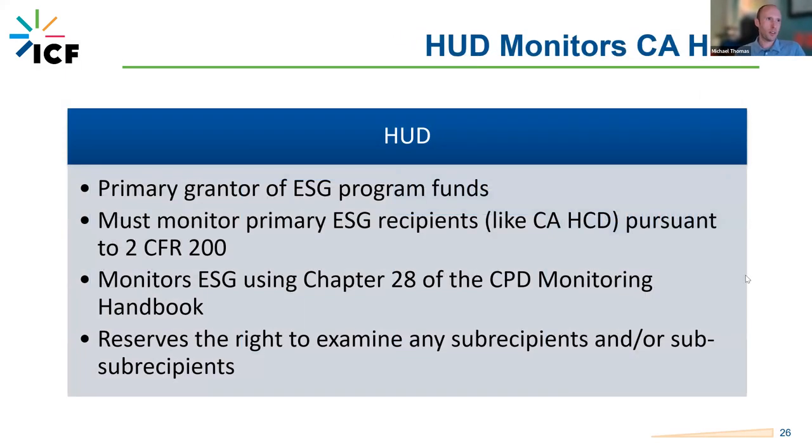So just getting into a little more detail, HUD monitors California HCD as the primary recipient. They must monitor primary ESG recipients pursuant to 2 CFR 200, so that's the federal uniform guidance. And they perform this monitoring using Chapter 28 of the CPD Monitoring Handbook. So when we said all of those things we just talked about were adapted from that handbook, it's absolutely correct that you don't see that implemented for monitoring at the subrecipient and sub-sub level that often. It's usually some adaptation of it, but that is exactly what HUD uses when they monitor their primary recipients. And again, they reserve the right to look at any subrecipients or sub-subrecipients. So they can go all the way down that chain.